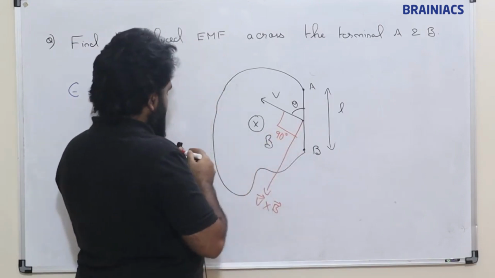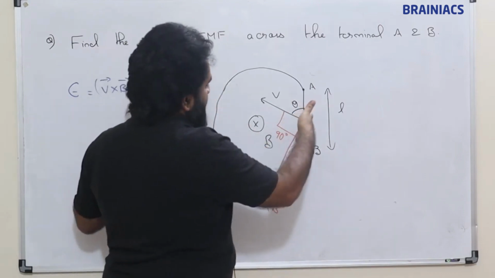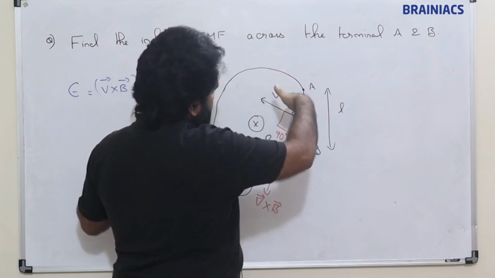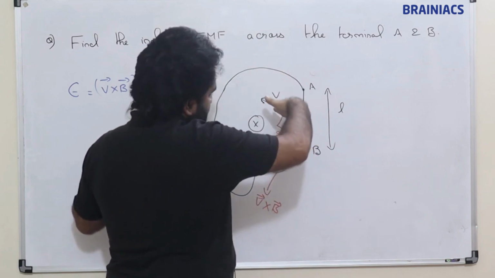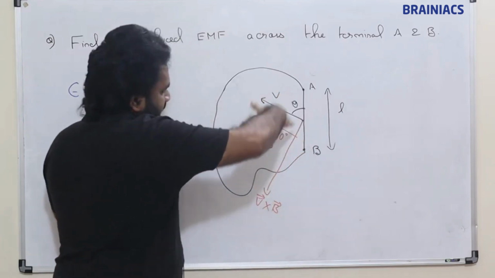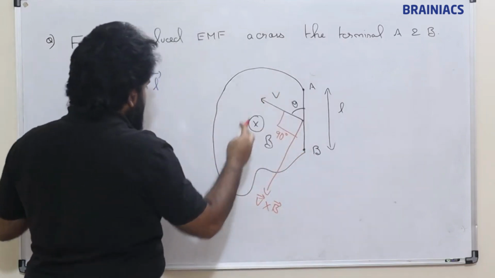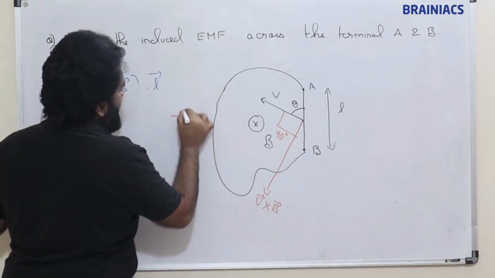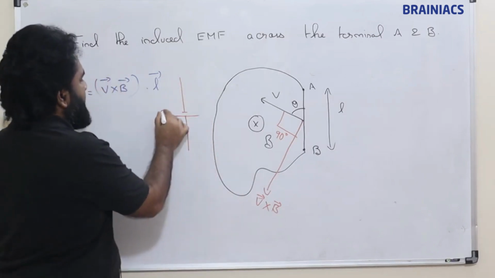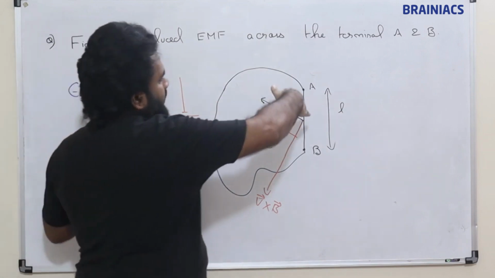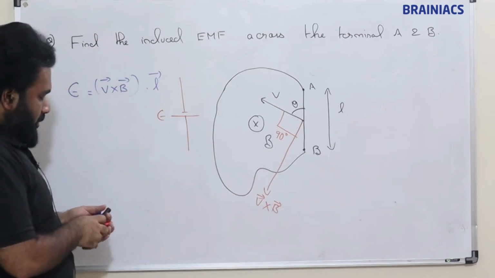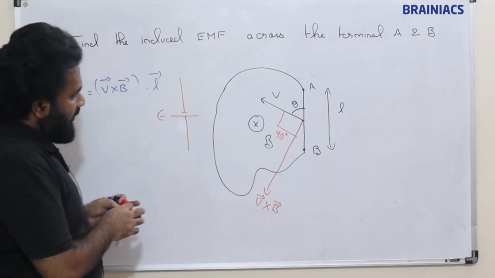90 degree. So if this is the direction of velocity, and this is the direction of magnetic field, and this is the direction of V cross B, then we can take the EMF polarity like this. Clear? Okay, so then what should we find?